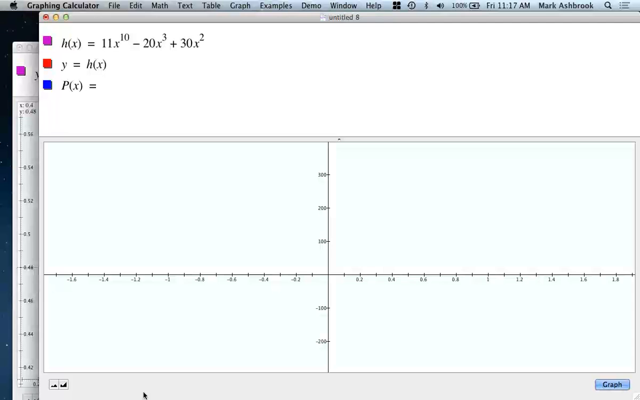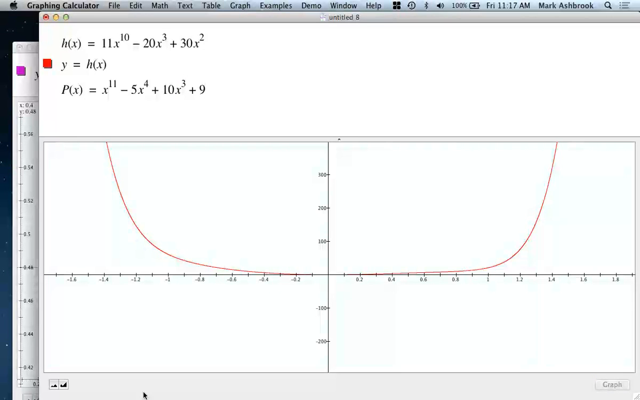x to the 11th minus 4x to the 4th, or minus 5x to the 4th. You're fine? Plus 10x plus 9. Okay, so you want to graph that? Is that what you want to do?